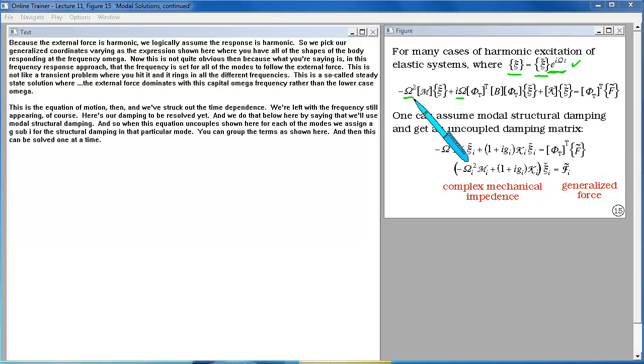Here's our damping to be resolved yet, and we do that below here by saying that we'll use modal structural damping. And so when this equation uncouples, shown here for each of the modes, we assign a G sub i as the structural damping in that particular mode. You can group the terms as shown here, and then this can be solved one at a time.